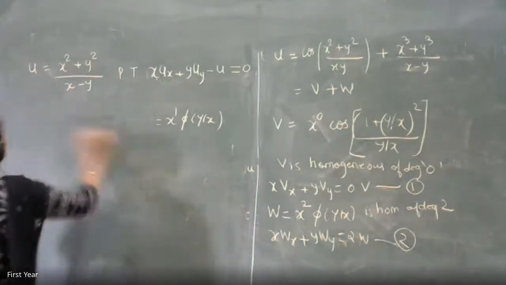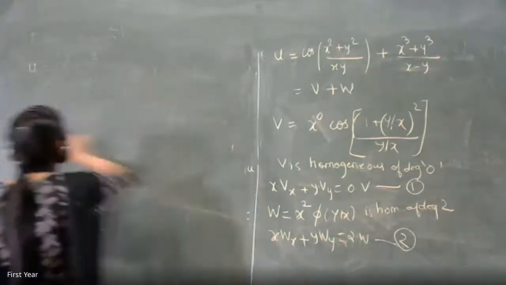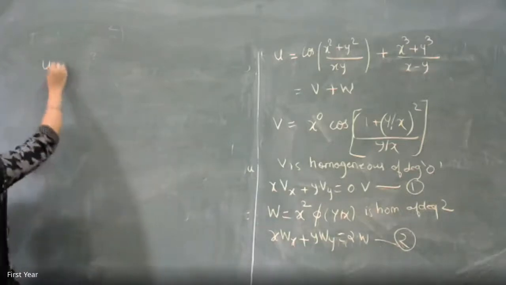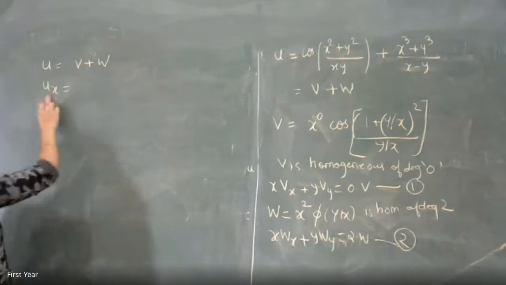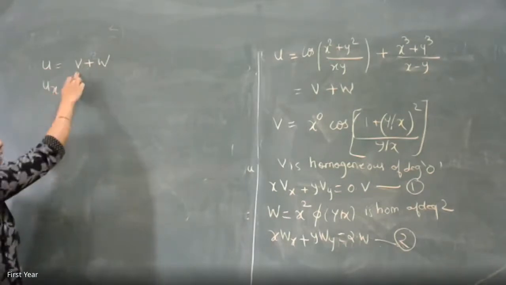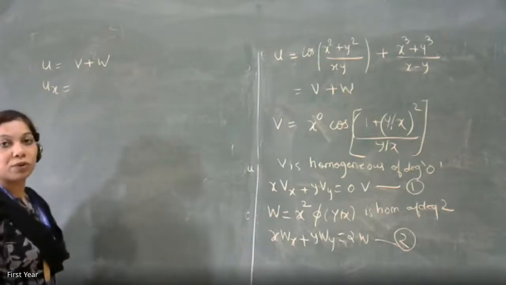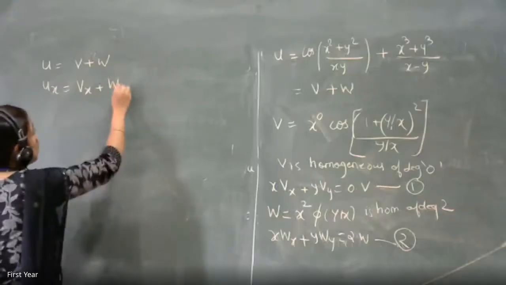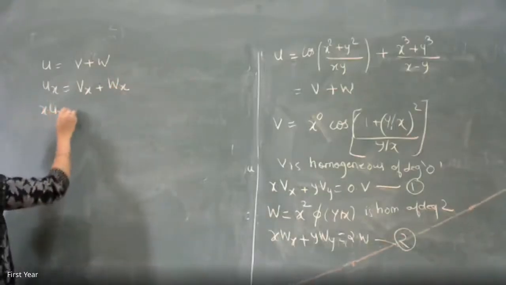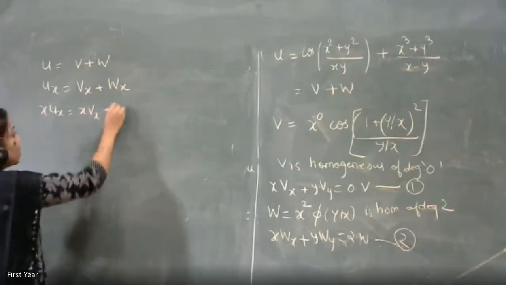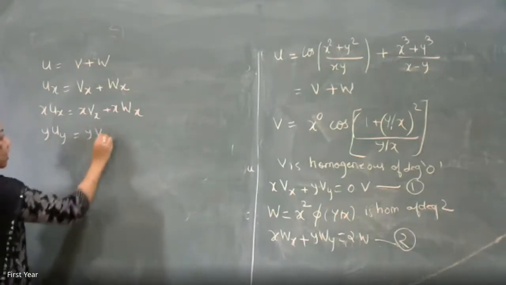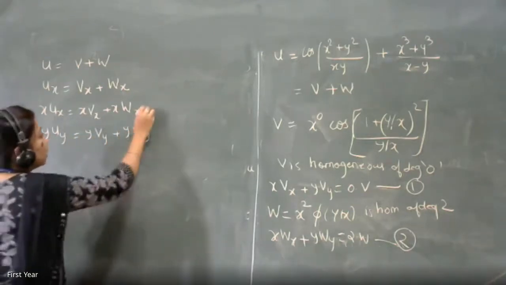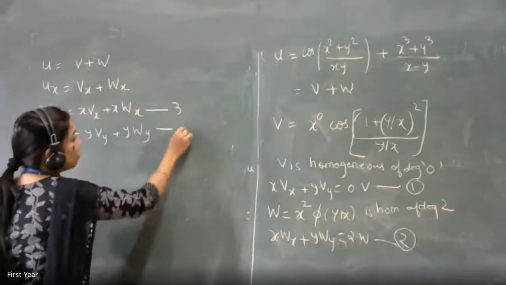But what can I combine? What can I write together? U is equal to V plus W. So what will be Ux? The derivative of U with respect to x means the derivative of V with respect to x and the derivative of W with respect to x. It will be Vx plus Wx. And therefore x ux will be x vx plus x wx. On the same line, what will be y uy? y vy plus y wy. And therefore this is, say, equation 3, this is equation 4.